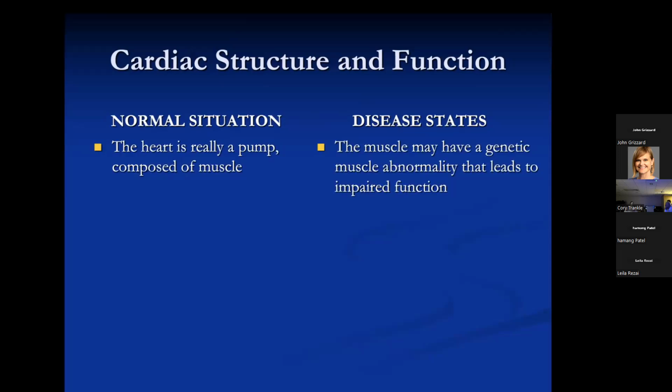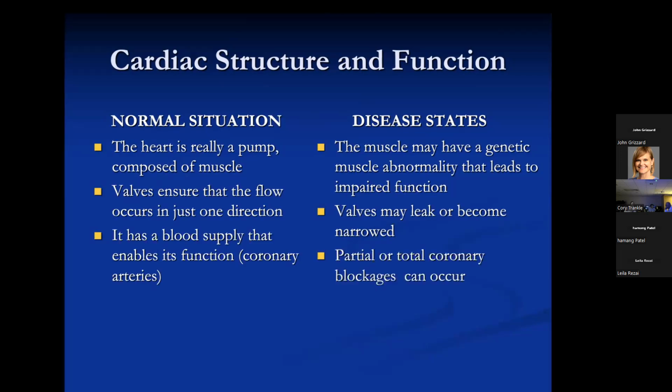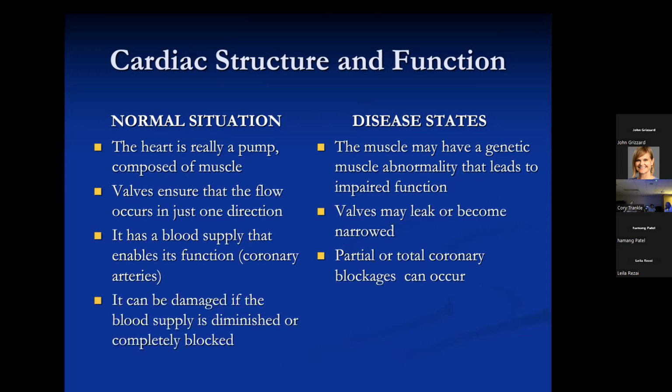In a disease state, that muscle may have a genetic muscle abnormality that leads to impaired function, maybe other things that injure the muscle. Valves are supposed to be present that ensure the flow occurs in just one direction, as a valve will do, but they can leak or become narrowed. And so they can either allow retrograde flow where you don't want it, or they can be narrowed and obstruct the flow. The heart has a blood supply that enables it to function, the coronary arteries, and if those get blocked up, you can suffer myocardial injury or cell death, as we were showing you.